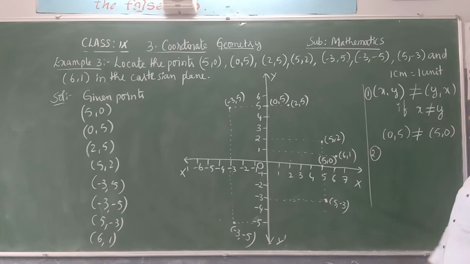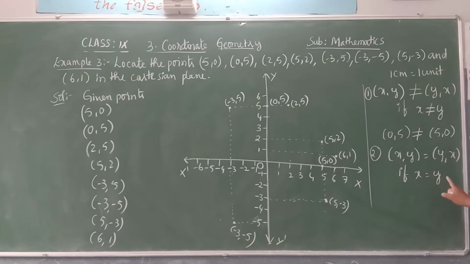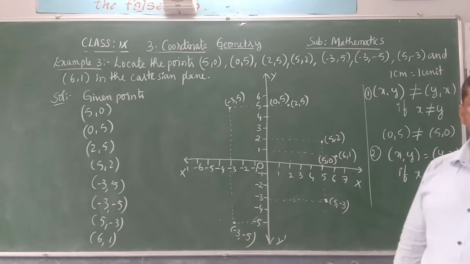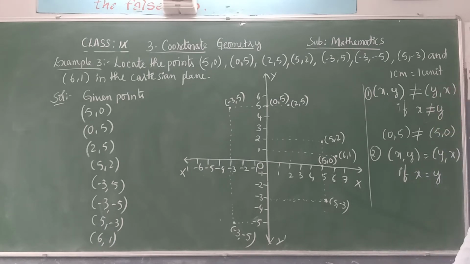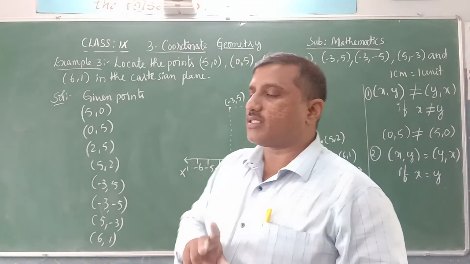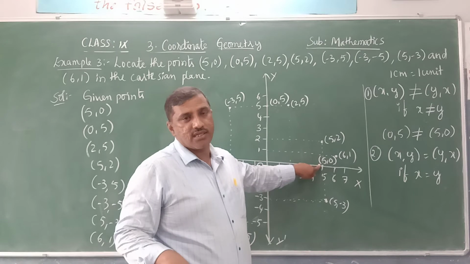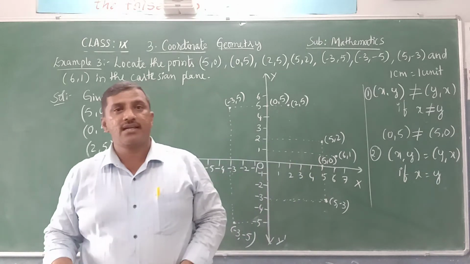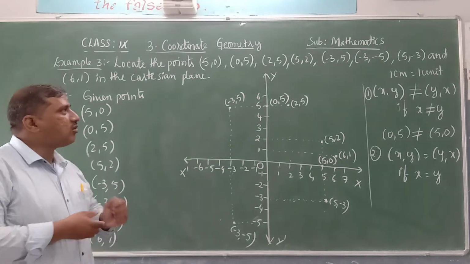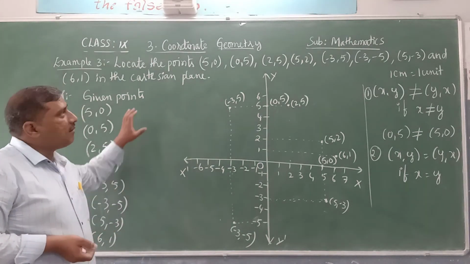Then when they are equal, if x is equal to y, then (x, y) is equal to (y, x). That point we can write as equal. We can conclude this: these two points are representing different positions, and their coordinates are also different. We can conclude like this. And we will discuss one more example by plotting the points.